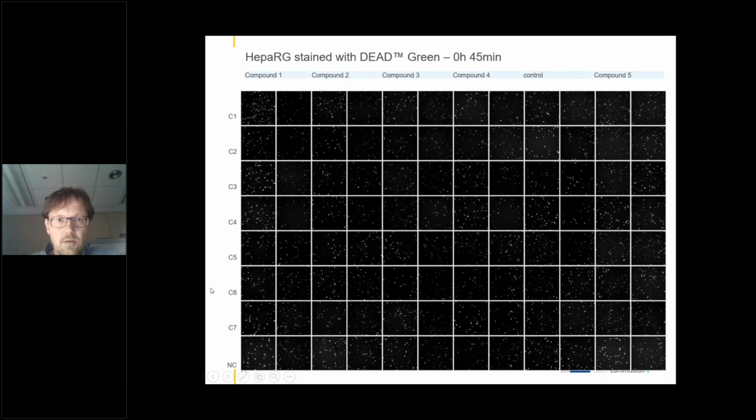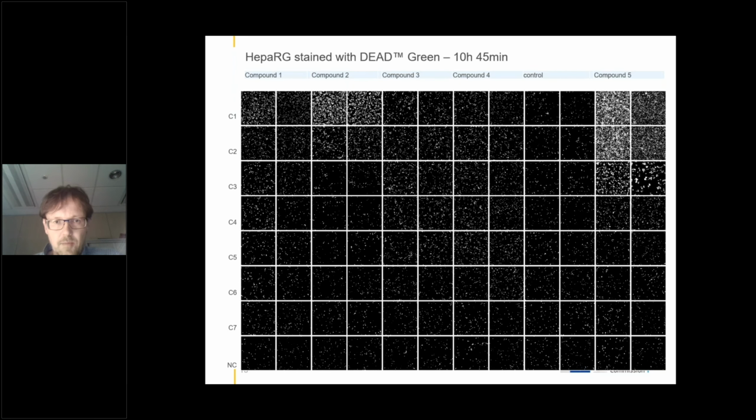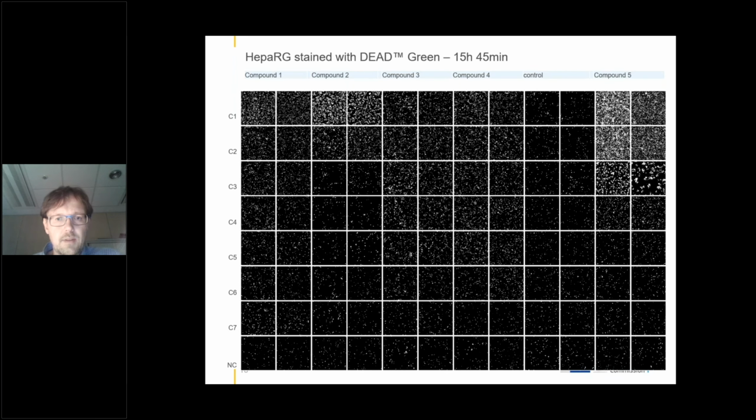the bottom. So these are images from the beginning of the experiment, and as the exposure time was growing, here we have 3 hours 15 minutes, you see already some cell death at the highest concentration for certain compounds, and with increasing time you see more and more dead cells.